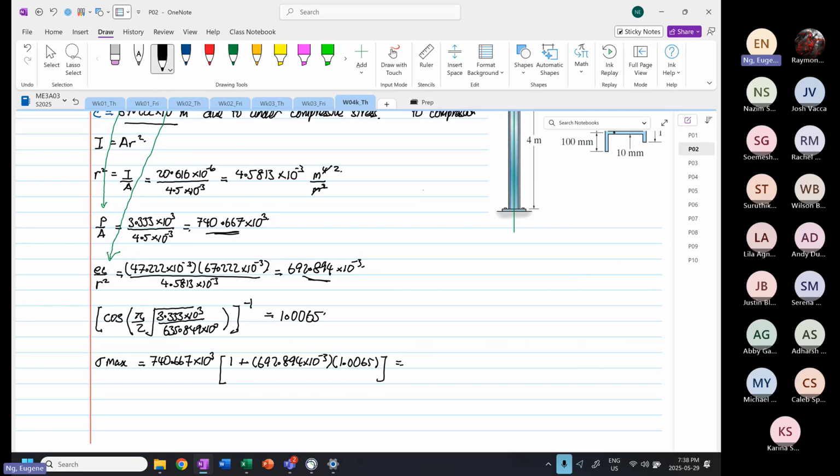All right, 3.333 divided by 4.5 power -3, or 3.333 power 3 divided by 4.5 power -3. So 740.667. Okay, so 692.894 power -3 times 1.0065 plus 1 times 740.667 power 3 is equal to 1.257 times 10 to the power 6 Pascal, which is less than 250 times 10 to the power 6 Pascal.